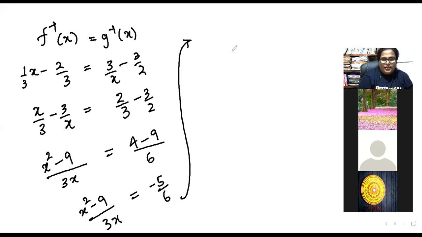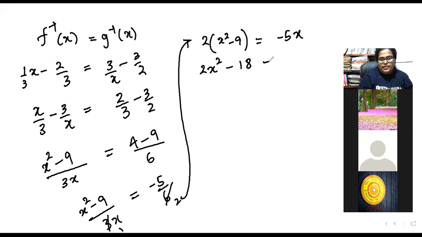So we can simplify this one as 3 into 2, sorry, 3 into 2. So we can simplify this as 2 times (x squared minus 9) equals minus 5x here. So we can take this as 2x squared minus 18 equals minus 5x. So we can end up with the quadratic equation of x here, 2x squared plus 5x minus 18 equals 0.